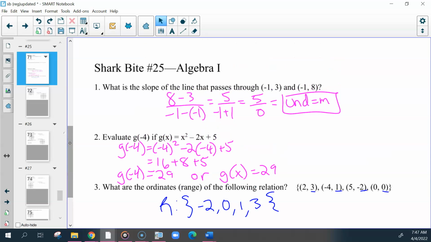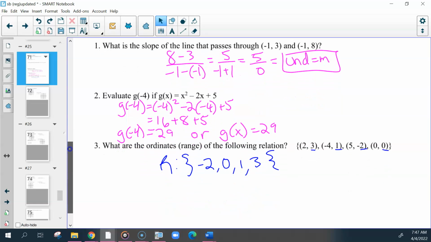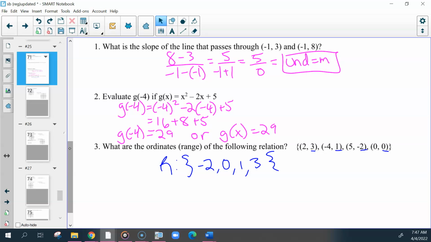For number 1, you define the slope. If you subtract these, you get 5 over 0, which is an undefined slope. Number 2, if you put -4 in for all your x's and simplify, you would get 29.